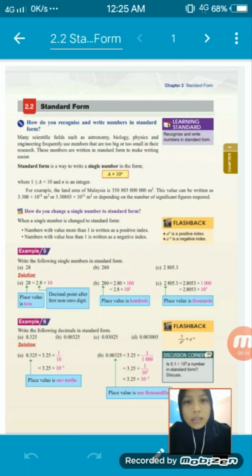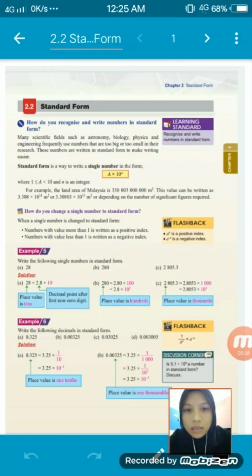Okay, before we start, I will discuss the learning objectives. First, recognize and write numbers in standard form. Second, perform basic arithmetic operations involving numbers in standard form. Last is solve problems involving numbers in standard form. Okay, how do you recognize and write numbers in standard form?